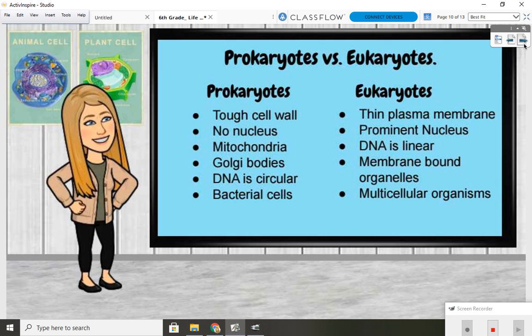Eukaryotes have a thin plasma membrane, a prominent nucleus, linear DNA, membrane-bound organelles, and multicellular organisms. So eukaryotes are what make up all of our plants and animals that we see every day on the earth. Prokaryotes are going to be teeny tiny things that would be microscopic, and they're there on the earth. They're just as prominent. We just don't see them.